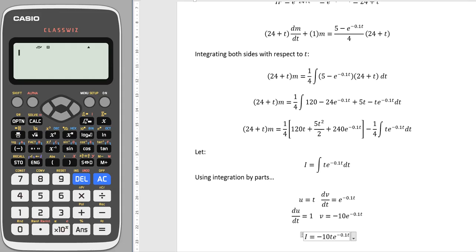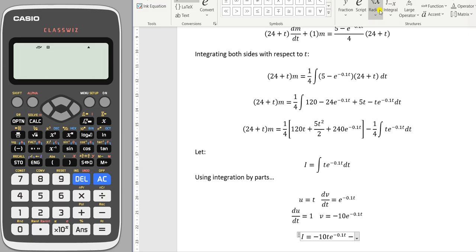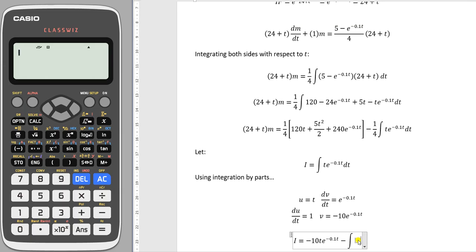And then we have to subtract the integral of v du by dx, which is minus 10 e to the minus 0.1t. A couple of quick things we can do right at the start. There's a minus inside, there's a minus outside, so we can turn that into a plus. We can also, if you want, take out the 10 so that we're not complicating things. But this should turn it into something quite nice for us.